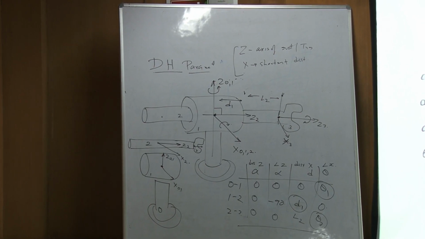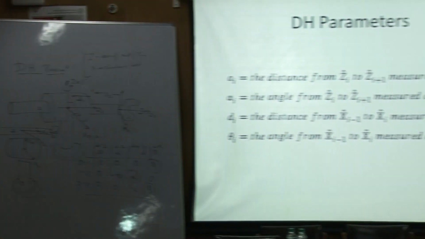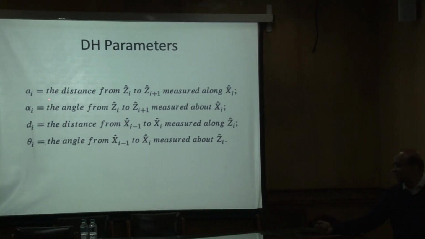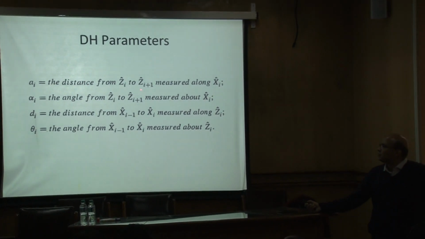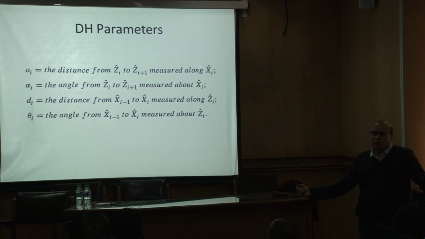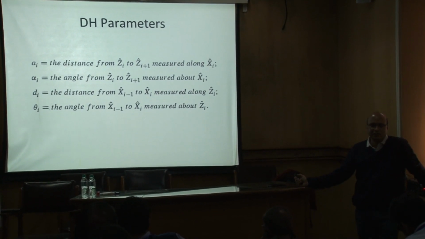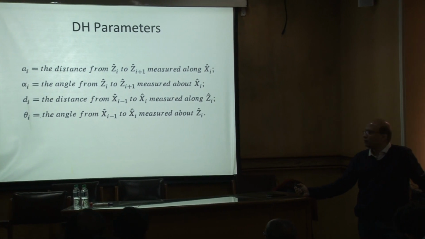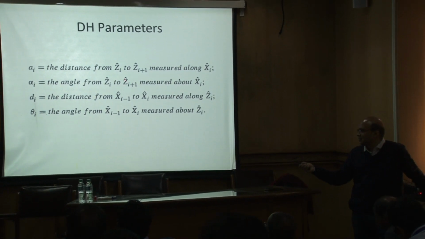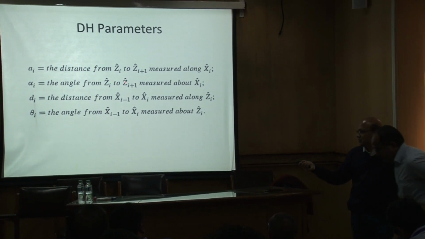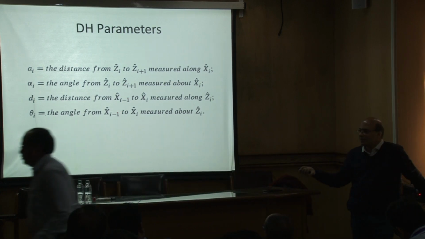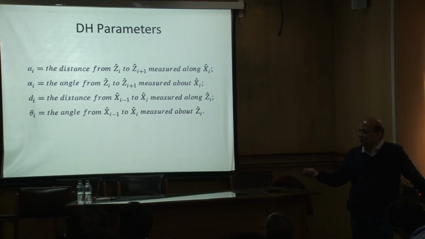So DH parameters textbook says it like this. That A is the distance between Zi minus 1 to Zi measured along x. But all you need to remember is the distance between z-axis along x-axis. No need of putting subscripts. So if you just remember it like this: distance between z, angle between z, distance between x, angle between x. And when we're writing the table, we can write it like that. Then there is no confusion anywhere.